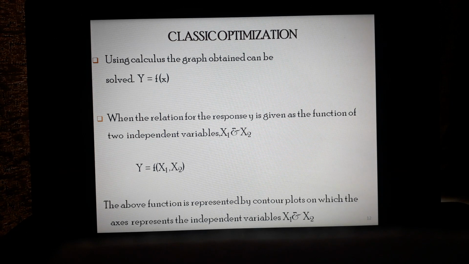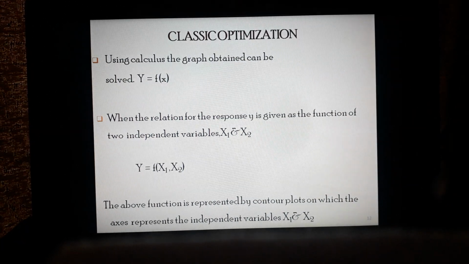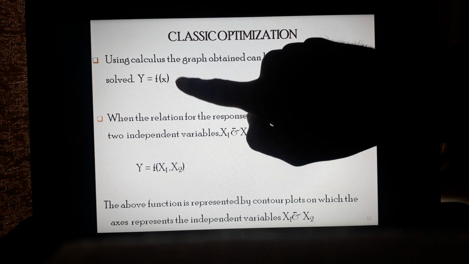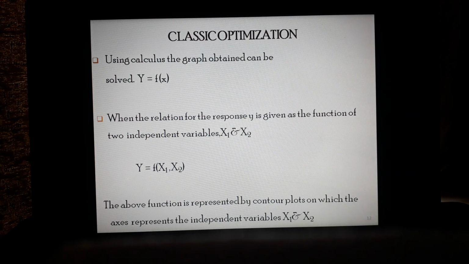When the relation for the response y is given as a function of two independent variables, that is x1 and x2, at initial level we see the effect of your x1 upon the y, that is your response, that is the effect of the independent variable over the dependent variable. You can easily define your dependent variable so far. But when we talk regarding factors which are more than 2, that is x1 and x2.